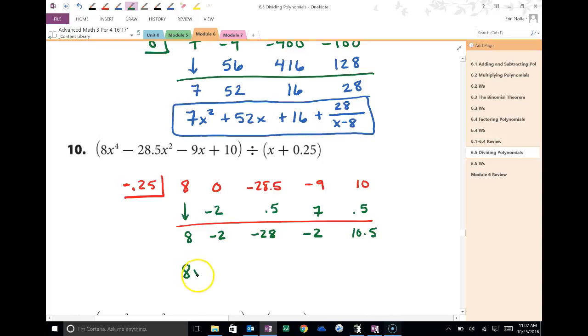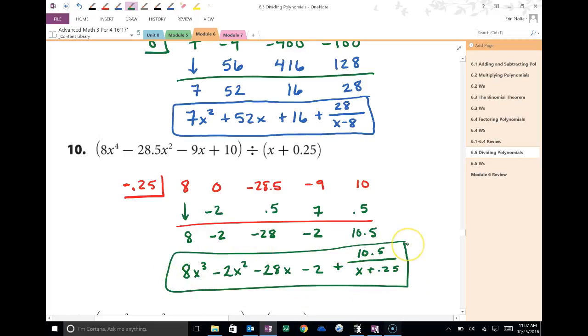8x to the third, good, because it's one less, right? Then minus 2x squared minus 28x minus 2 plus, ooh, I really hate writing this. This is like against all math rules. A fraction with decimals. Ugh. I'll never do that again. I know, it's a horror story right there.